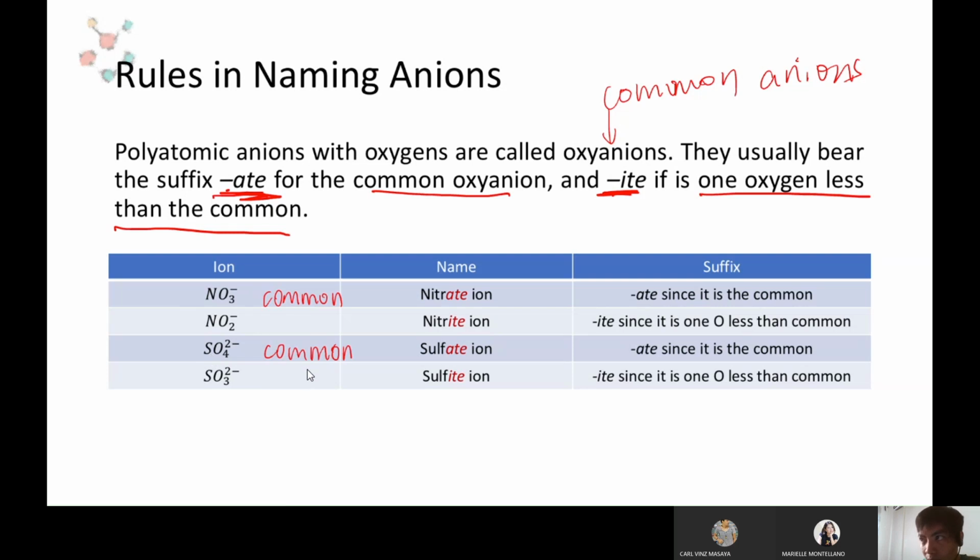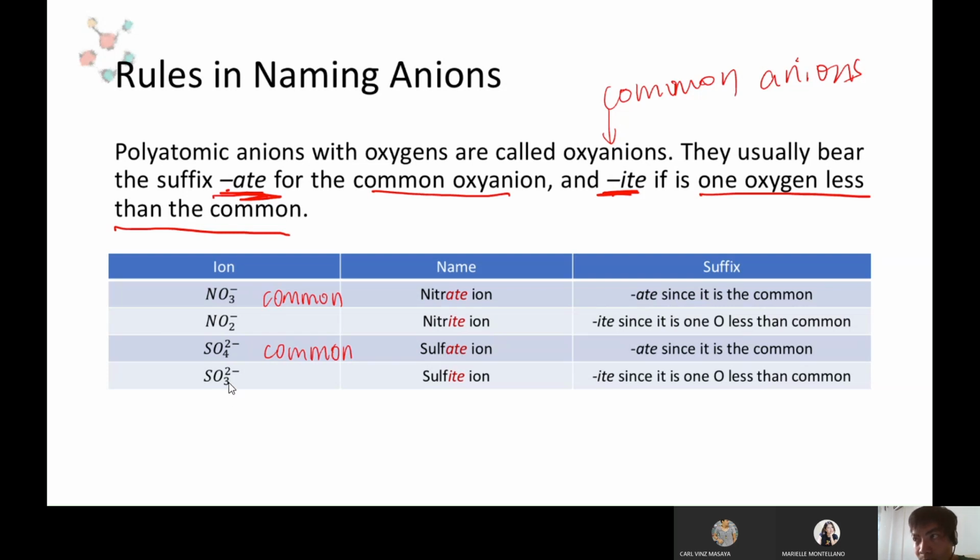Sulf. Tanggalin natin yung "ur". Sulf. Tapos anong gagawin natin? We add the suffix "ate". Sulfate. Then, ito yung nasa ferrous sulfate. Ibig sabihin yung ferrous sulfate, may Fe2 plus and may SO4 negative 2. So, sulfate yung name niya kasi siya yung common.